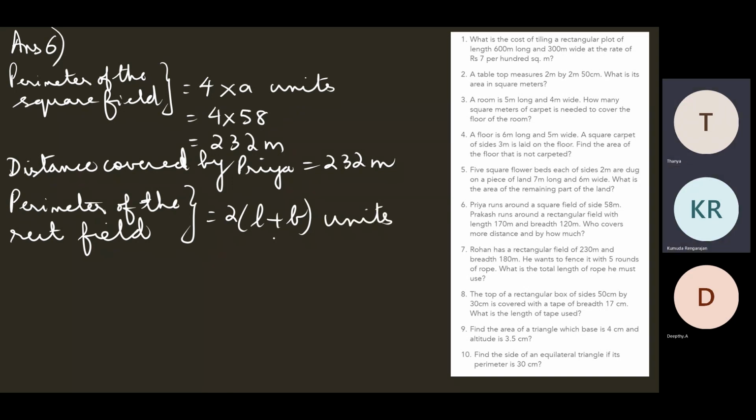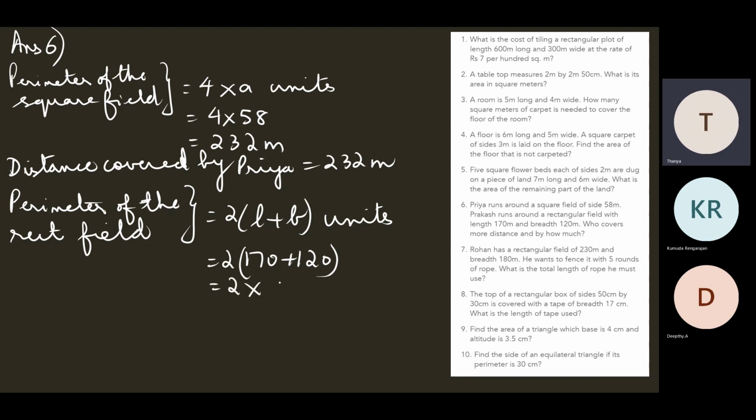Very good. Now substitute the values. 2 into, what is L? 170 plus 120. Next what? Equals 2 into 290. Very good. Equals 580. Very nice. 580 unit? Meters, ma'am. Yes, thank you, Tanya.